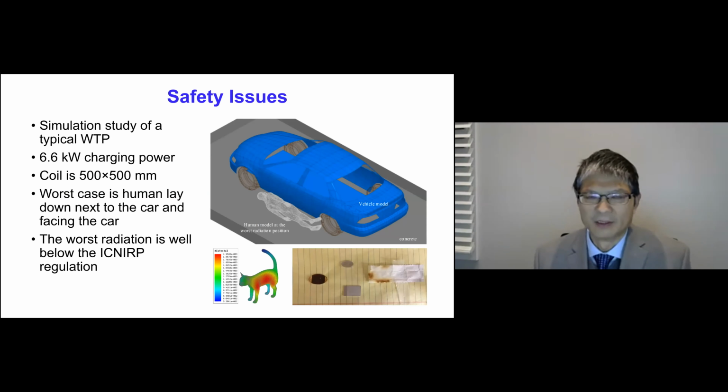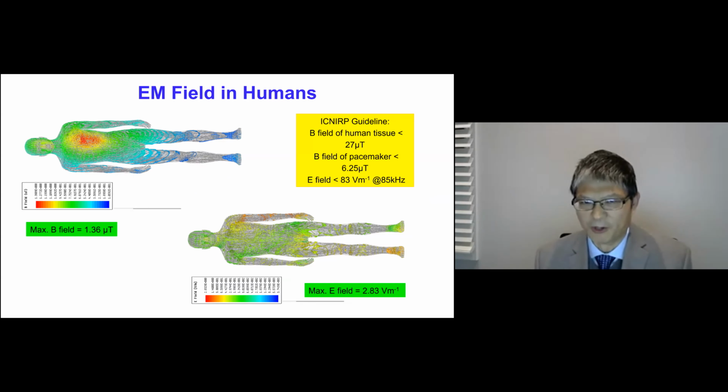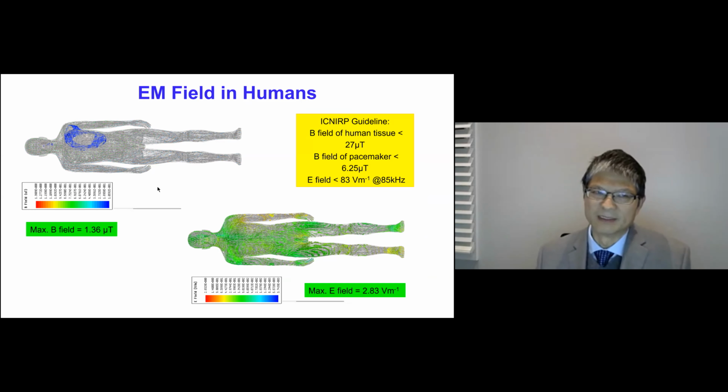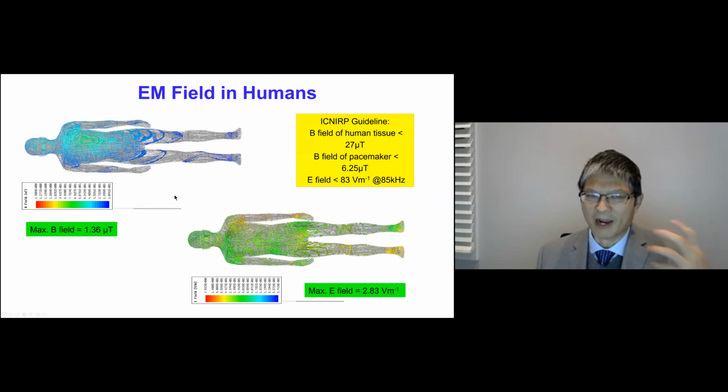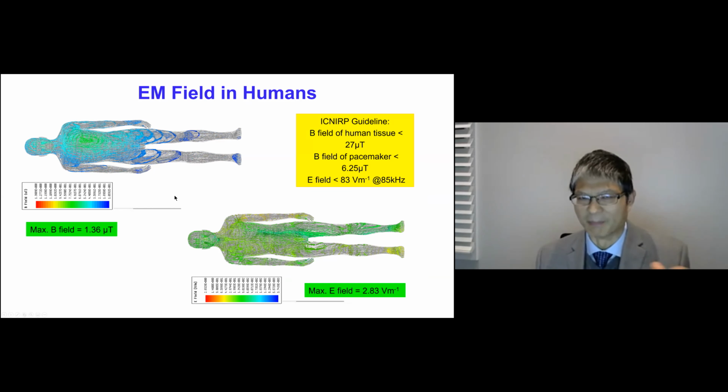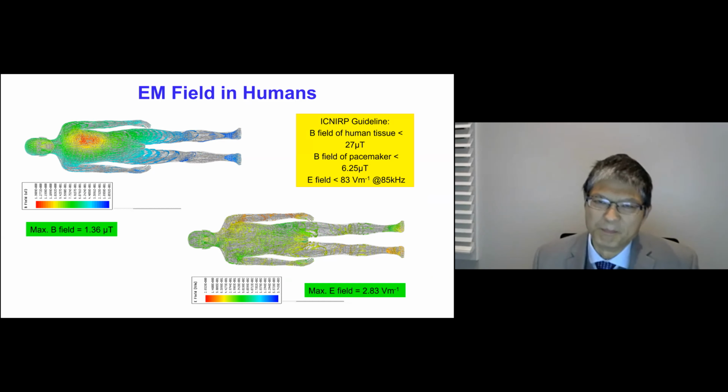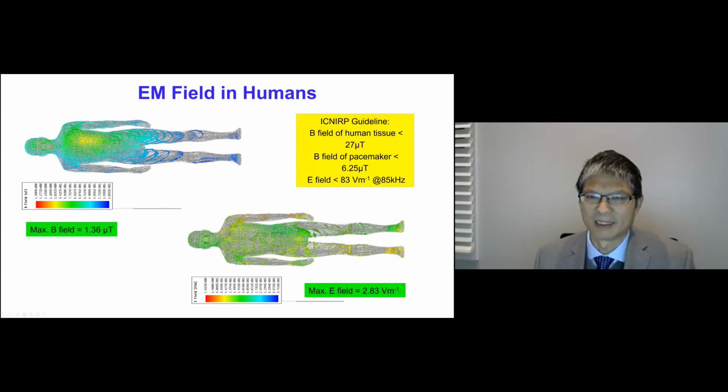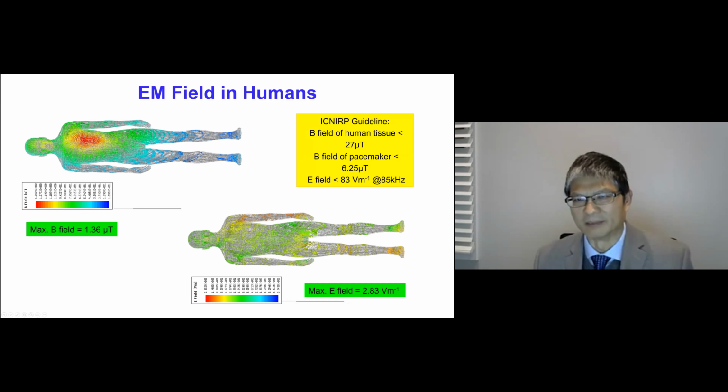Well, in order to understand it, this was done many years ago: we selected a power transfer system, and then we looked at different objects, like a human next to the vehicle, a cat, and a couple of metal pieces. We started with a human lying down next to the car to see what happens. We found that if the windings are well shielded on the primary and secondary on the back, the B field is fairly small, like 27 microtesla. The E field is roughly 83 volt per meter at 85 kilohertz.